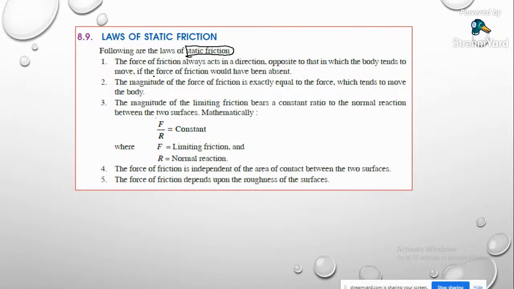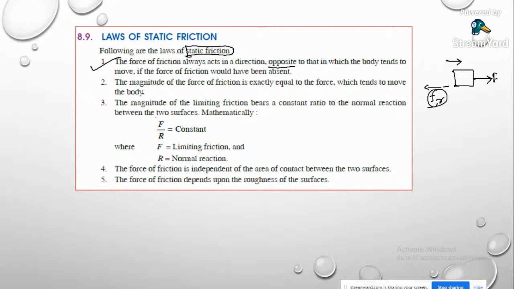First, the force of friction always acts in a direction opposite to that in which the body tends to move, if the force of friction were absent. What is he saying? Suppose this is a body subjected to some external force; then the force of friction always acts opposite to the movement of the body. The body is moving in this direction, so the friction will act in the opposite direction. Vice versa also: if the force is in the opposite direction, friction will also be opposite.